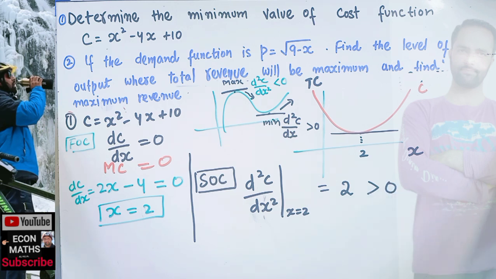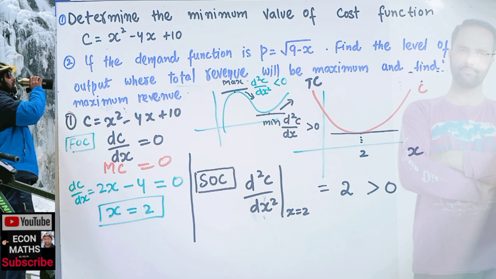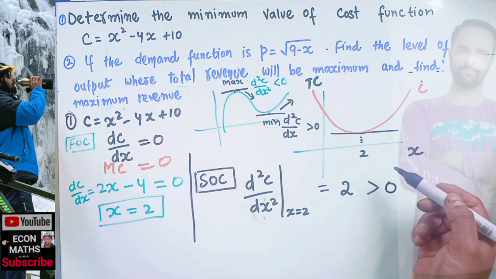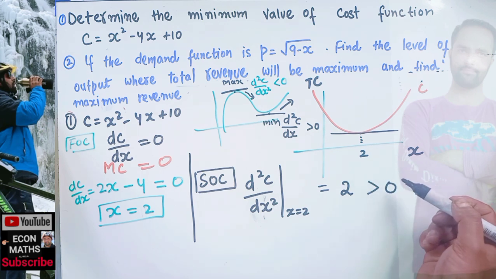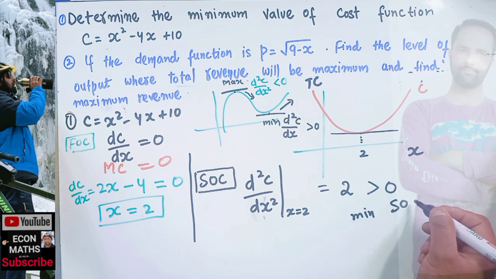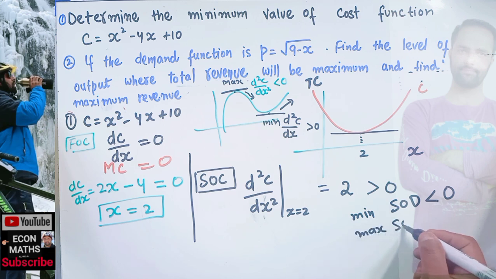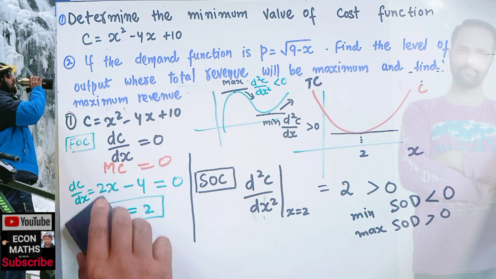That means we are obviously at the minimum point. So this will be our minimum point. It is used to make sure that we are at a minimum. The first order condition tells us the slope should be equal to 0, and the second order condition tells us whether we are at a minimum or maximum. If we are at a minimum, the second order derivative should be greater than 0. If we are at a maximum, the second order derivative should be less than 0. So this was the first part.